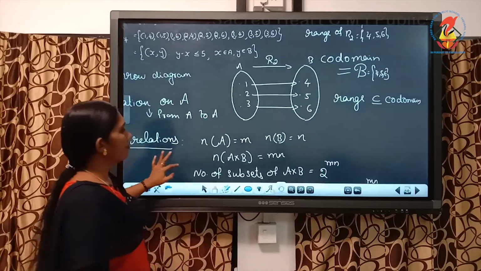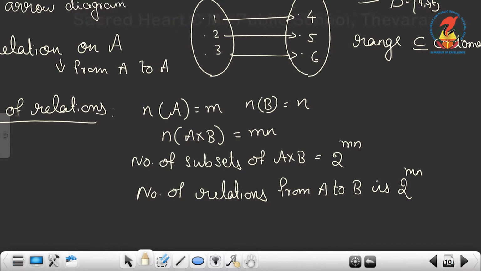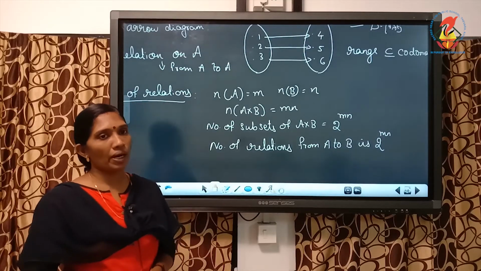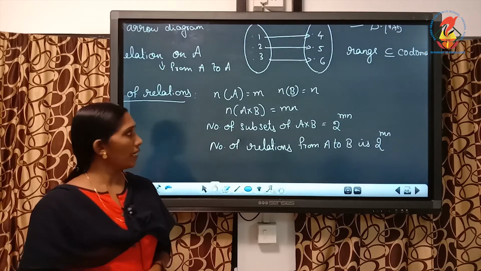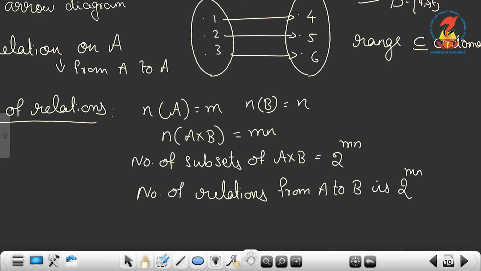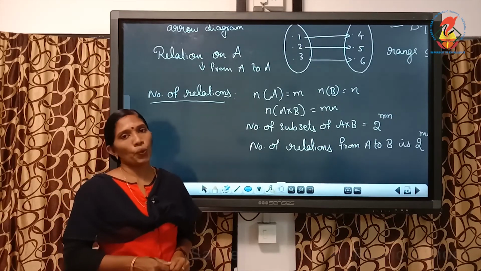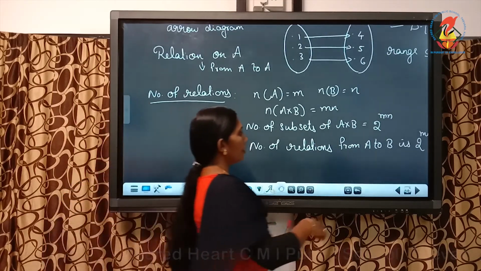Then number of relations. Relations means it is a subset. So number of relations, if number of elements in A is m, number of elements in B is n, then in the cross product there are mn elements. The number of subsets for that cross product is 2 raised to mn. So that many relations are possible from A to B. Okay. Then another word is relation on A. Relation on A means relation from A to A. Okay. Now we can do problems.